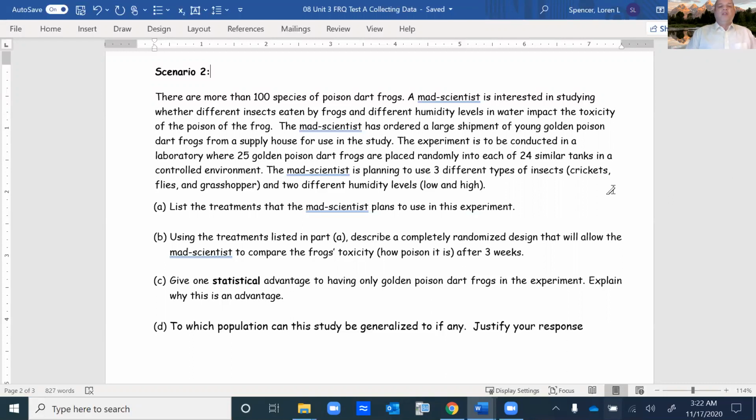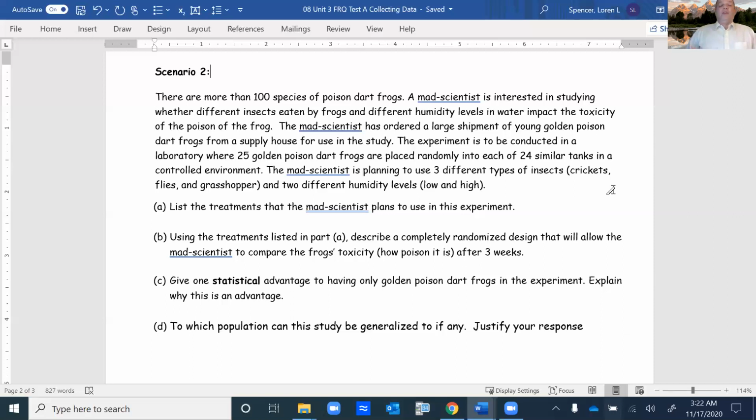So my treatment groups in this case are crickets with a low humidity, crickets with a high humidity, flies with a low humidity, and flies with a high humidity. Then I have grasshoppers with a low humidity and grasshoppers with a high humidity. So I have 6 different treatment groups, and I have 24 tanks. So 24 divided by 6 means I'm going to have the same treatment group occur 4 different times. So 4 of the tanks will have the crickets with the low humidity, 4 will have the crickets with the high humidity, etc., until we have 4 grasshoppers with the low humidity and 4 grasshoppers with the high humidity.